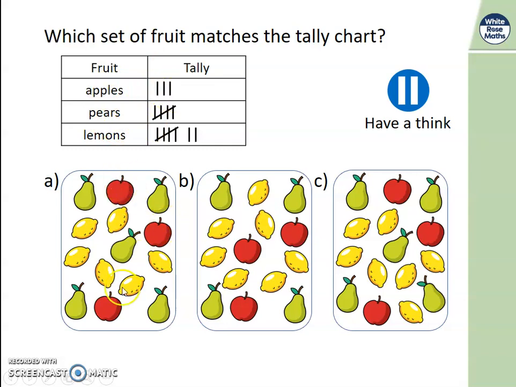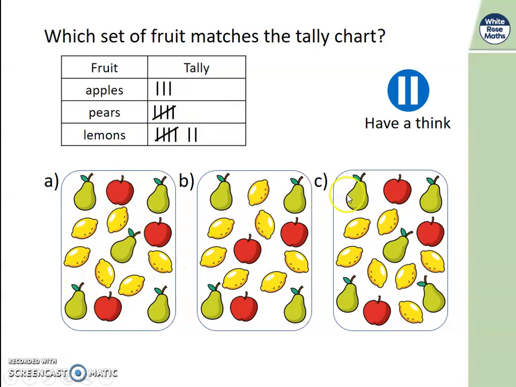3. So let's check. 1, 2, 3, 1, 2, 3, 1, 2, 3. They've all got 3 apples. The next one is pears. So how many pears does this tally represent? Well done. Remember, we've got 5 there, so we don't need to count individually. We know that that's a 5. So 1, 2, 3, 4, 5.